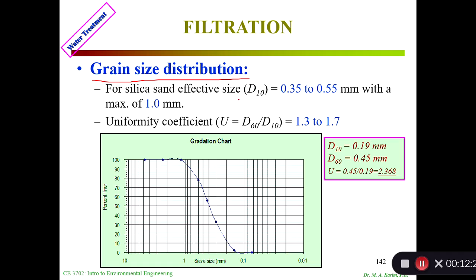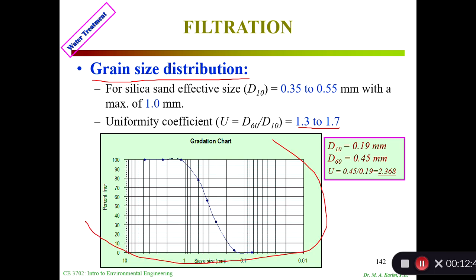Here is the grain size distribution for the sand that we use in there. For silica sand, the effective size D10 is 0.35 to 0.55. You may not understand that right now, but if you have taken geotechnical engineering, you'll see that we use all the sand distribution over there, here and there. Uniformity coefficient D60 over D10 is 1.3 to 1.7. So the distribution should be showing like that.